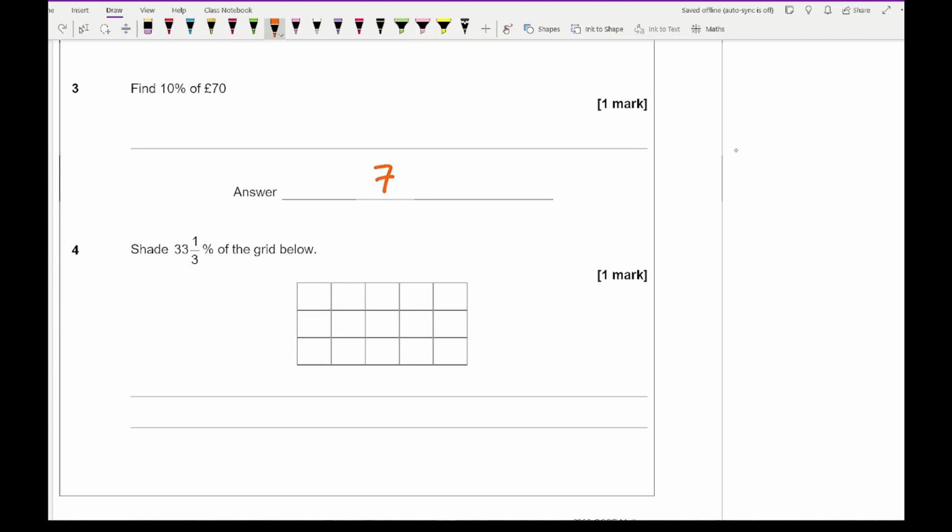Question 4, it says shade 33.33% of the grid below. So it's recognizing that this is a third. And so what I need to do then is shade a third of this. Now it's already split up into three sets of boxes of 5. So all I need to do is just shade in any 5 boxes. And just to make my life a little bit easier, I'm going to do it for the top row. So basically shade any 5 boxes.